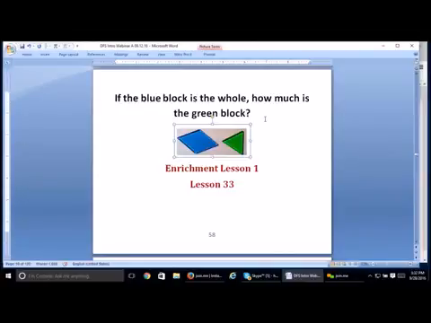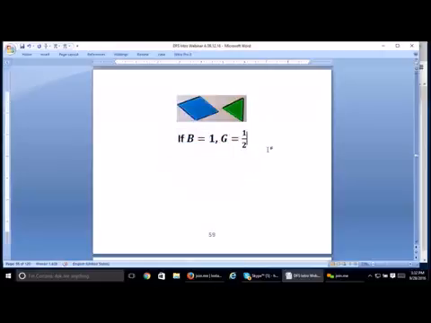If the blue block is the whole, what is the green block? So the green block will be a half. 2 of these green blocks fit on the third. So we write if B equals 1, G is a half.